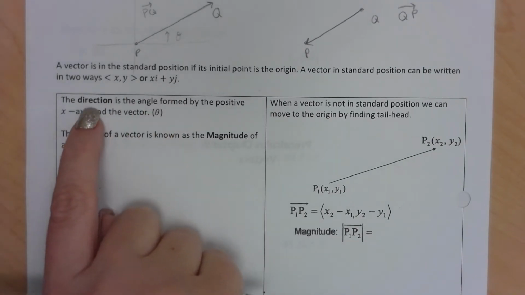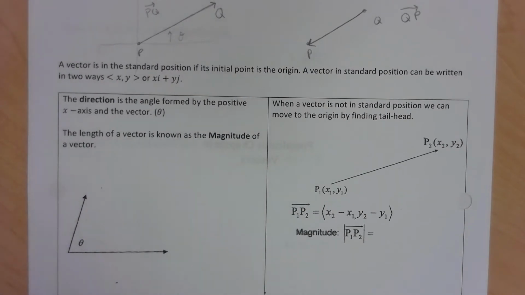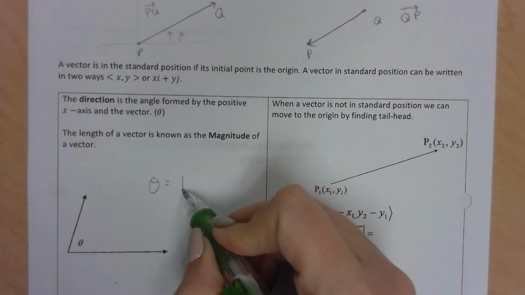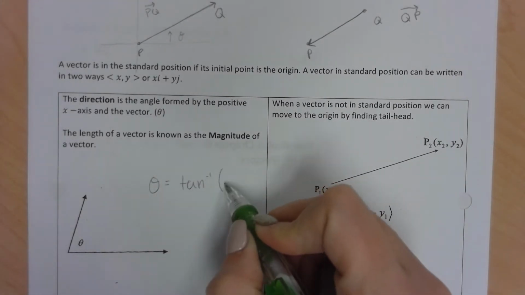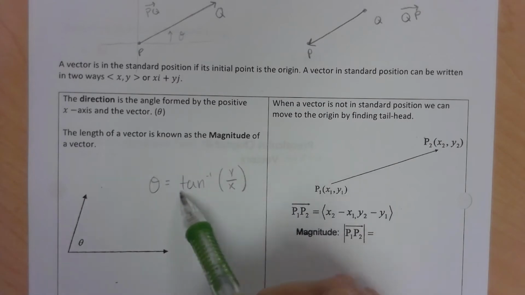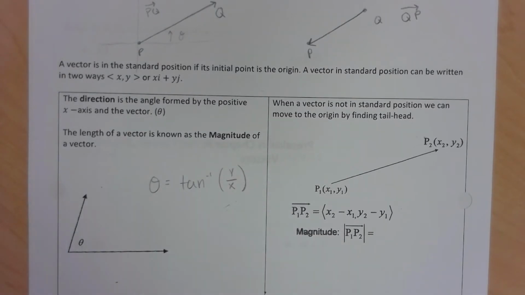Now, as I talked about, the direction is the angle that's formed with the positive x-axis, the vector angle theta. So remember, just like before, if you had to guess, theta is tangent inverse of y over x. Okay, so same thing, and just like in our polars, we have to make sure we're paying attention to what quadrant it is, right? We might have to add 360, we might have to add 180. We have to pay attention to what quadrant our vector is located in.